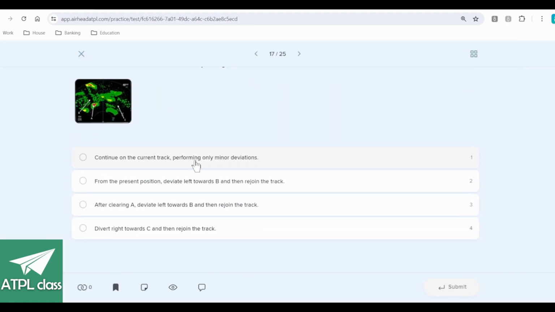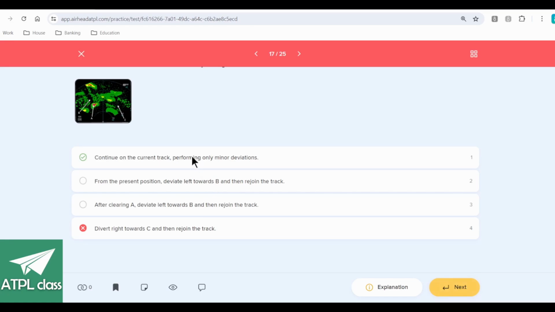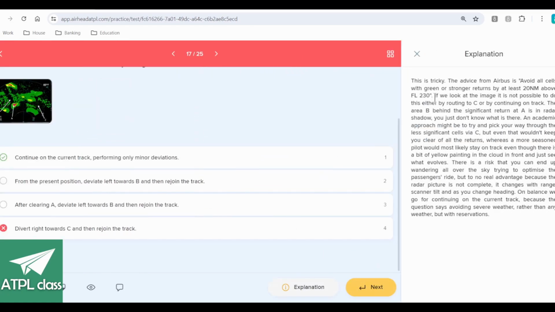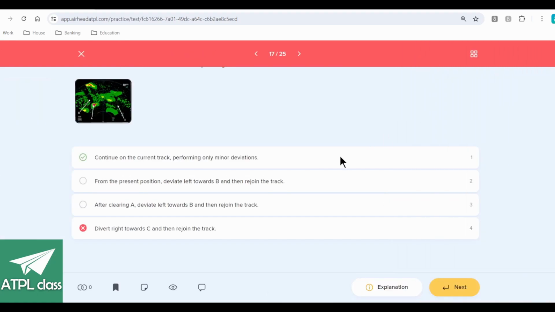Continue on the current track, performing only minor deviations. From the present position, deviate left towards B, then rejoin the track. No. After clearing A, deviate left towards B, divert right towards C, and then rejoin the track. Continue on the current track. Yeah, okay. Fair enough. Bit of both. This is tricky. This is tricky. Okay, fair enough.